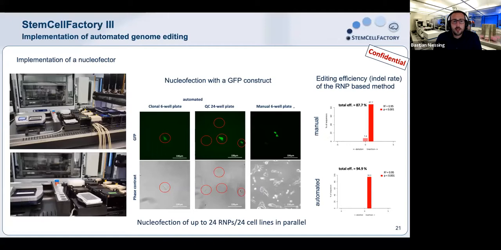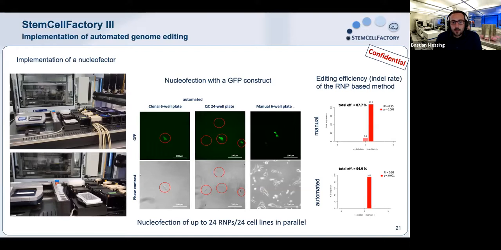And in the middle, you can see the data of a GFP construct we added to the iPS cell lines. So we also go for the clonal expansion of the cells in 6-well plates. This is because we need so much space on the liquid handling unit. So we need, for 24 wells, 4 6-well plates, and then we use one 24-well plate for the quality control, where we put the rest of the cell bulk.